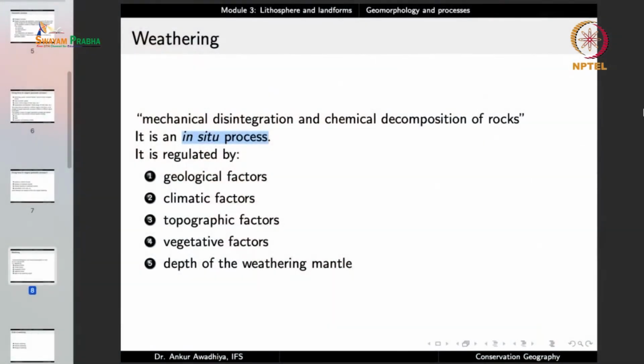And it is regulated by a number of things such as geological factors, climatic factors, topographic factors, vegetative factors, depth of the weathering mantle, and so on. So geologically, if you have an area that suffers from a great variety of earthquakes, in that case probably the rocks will have a large number of defects, faults, and joints, and in such cases the amount of weathering will be greater.